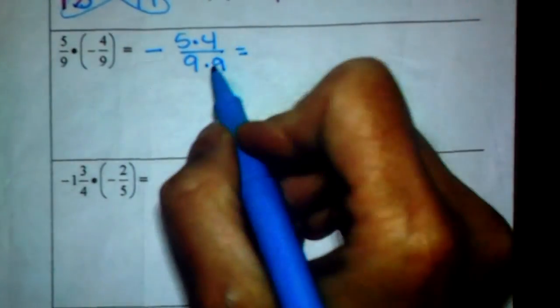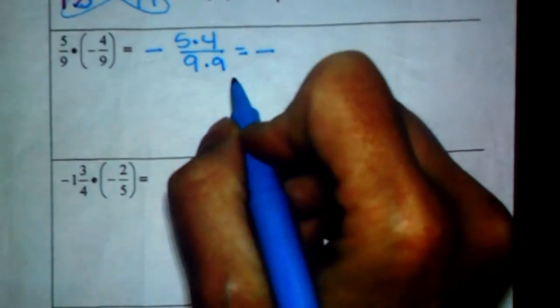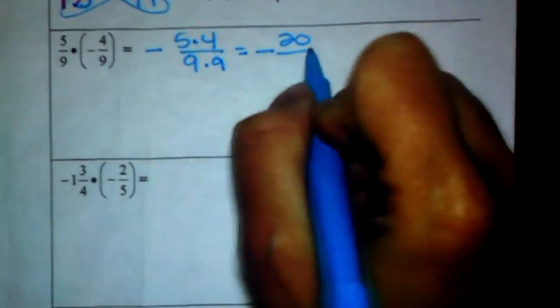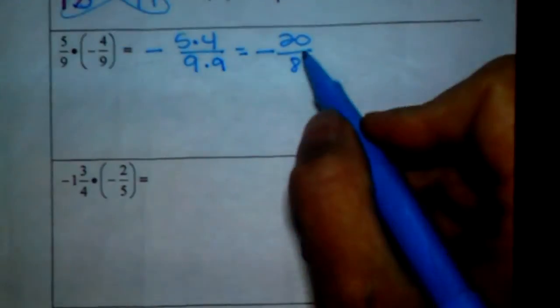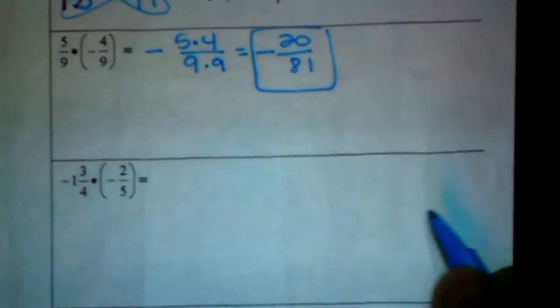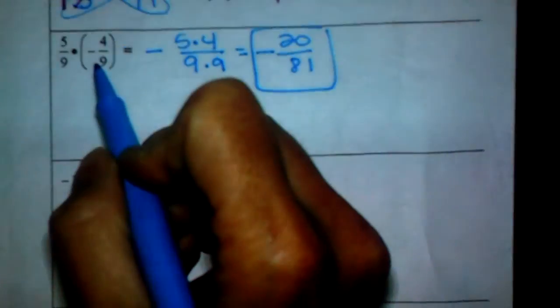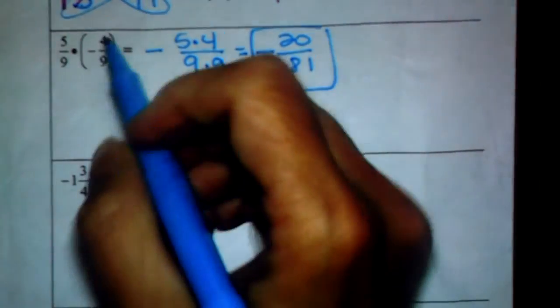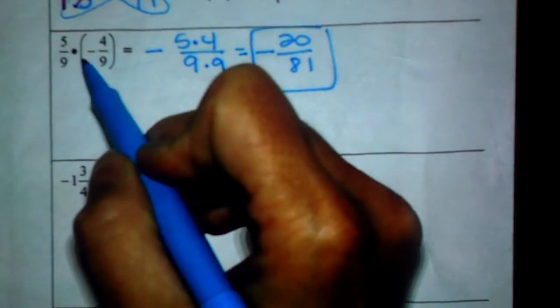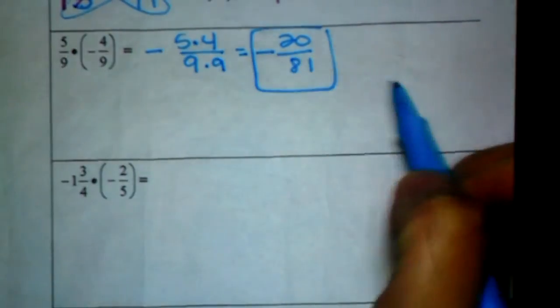So we have no mixed numbers, so we can multiply across the top and we can multiply across the bottom. Again, bringing over that negative sign, 5 times 4 is 20, 9 times 9 is 81. And there's not a number other than 1 that goes into 20 and 81, so you are done. And maybe if you look at this beforehand, you can kind of see, hey, 5 and 9 don't have anything in common other than 1, and neither do 9 and 4, so I couldn't cross cancel. I got simplest form in the end.